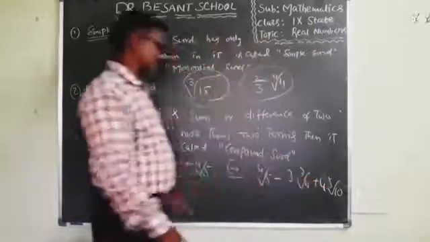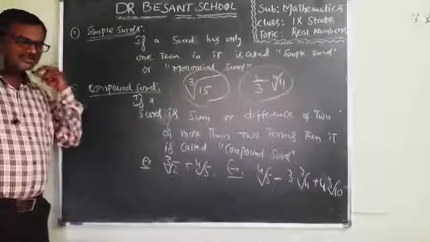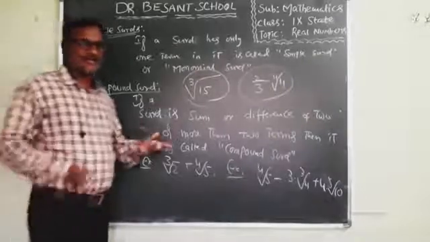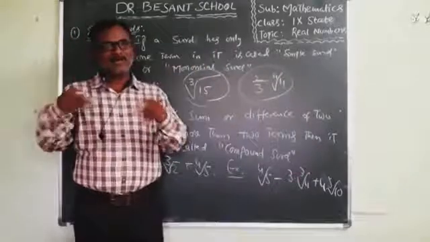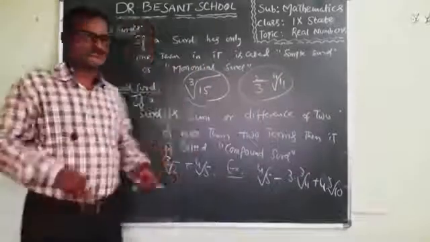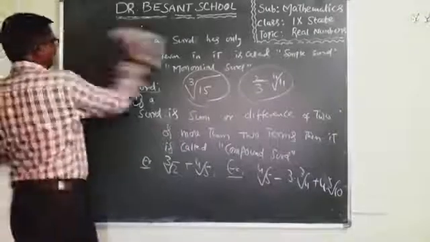So it is a compound surd. Compound surd means either sum or difference of two or more than two surds. Compound surd is nothing but either sum or difference of two or more than two surds. Okay, children? Yes. Now observe. Again verify.